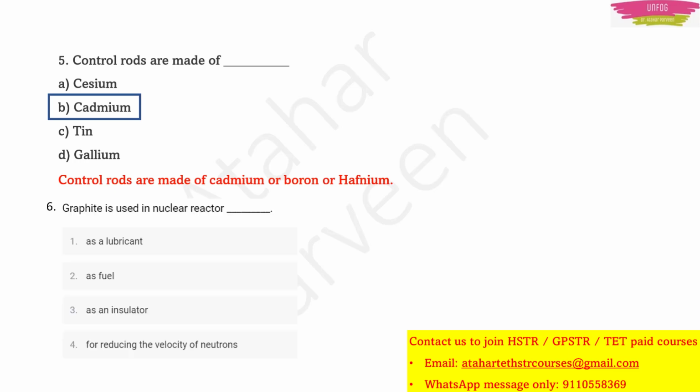Next question. Graphite is used in a nuclear reactor as a lubricant, fuel, insulator, or for reducing the velocity of neutrons. Of course, reducing the velocity of neutrons. That is what we called a moderator, right? So the same answer and the same question they have twisted and asked here.